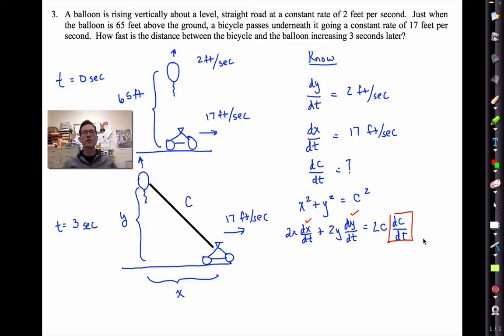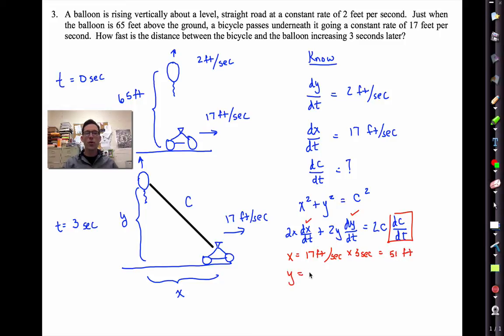So what I'd like you to do right now is pause the video and try to figure out what x, y, and c, what all those values are at the 3-second moment. All right, well, let's take a look. X should be easy, right? X is simply going to be 17 feet per second times 3 seconds, and that's going to be 51 feet.